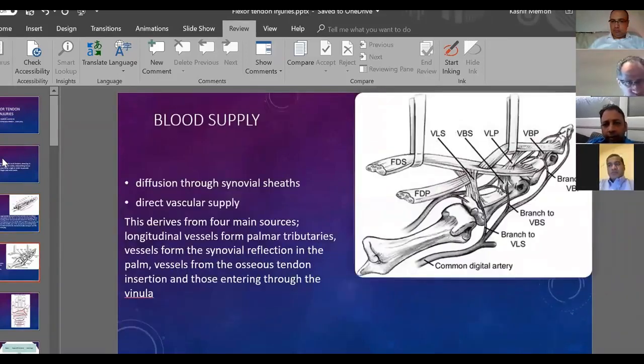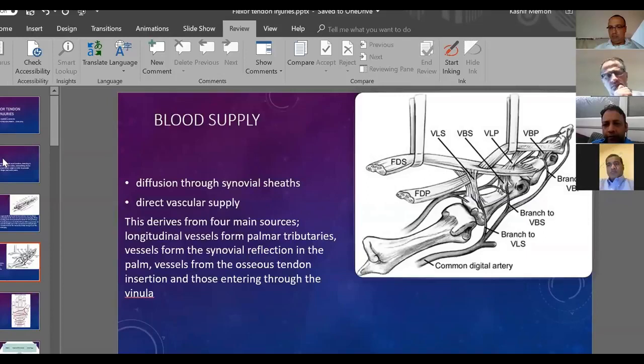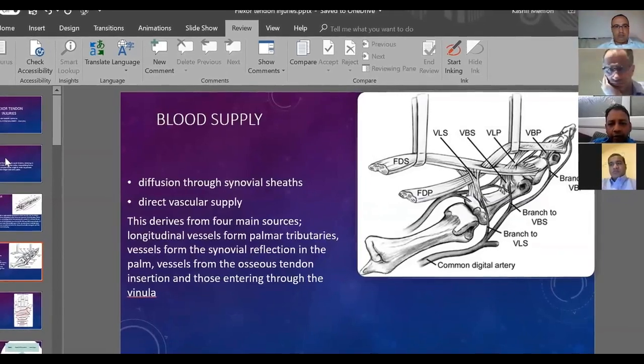A little bit about the blood supply of the tendon. So the tendon has got direct and indirect nutrition. Indirect is through diffusion from the synovial sheath, and direct through the vascular supply, which derives from four main sources: longitudinal vessels from the palmar tributaries, vessels from the synovial reflection in the palm, vessels from the osseous tendon insertion, and those entering through the vincula.